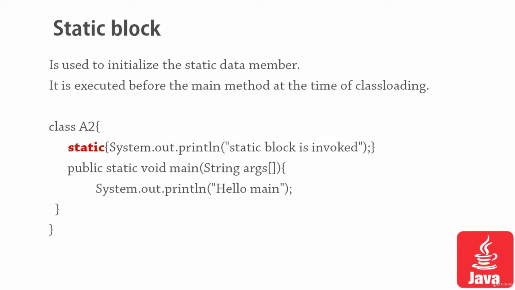For static blocks, which is used to initialize the static data member, it is actually executed before the main method at the time of class loading. So if we have the main method, a public static void main, that we have in every program, and we have a static block, the static block will be executed first, whether we write it earlier or later, doesn't matter. So if we have println statement in the static block and the main block, the static block will execute first.